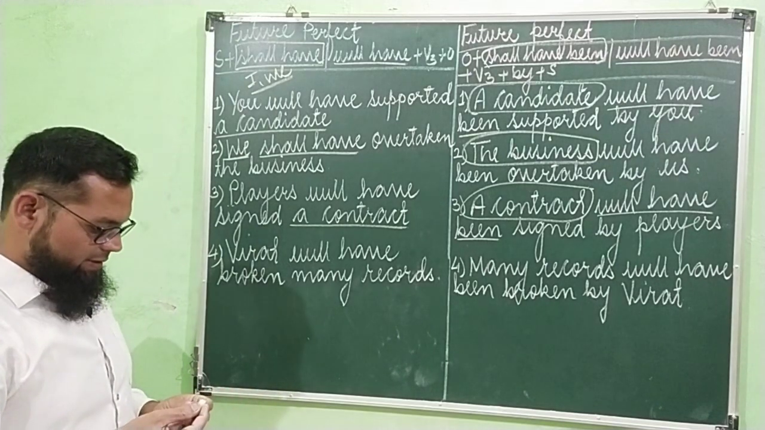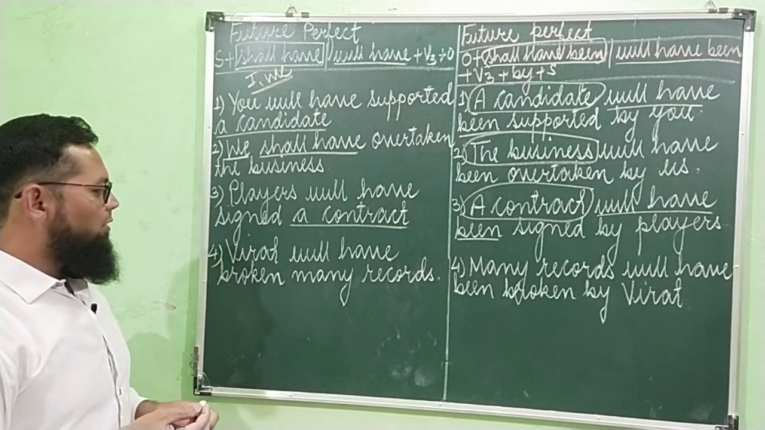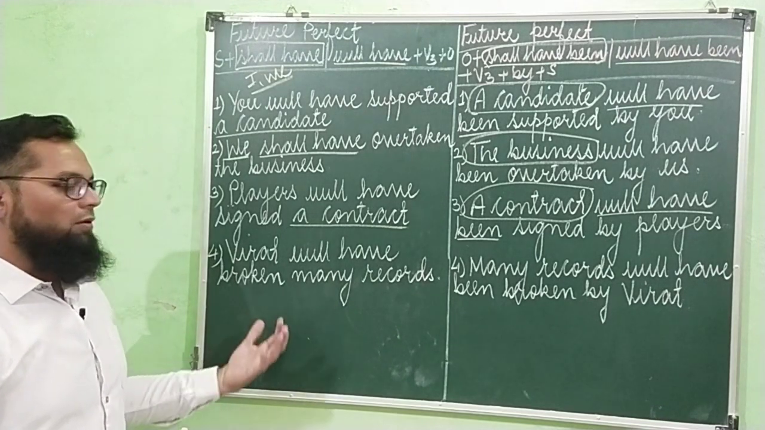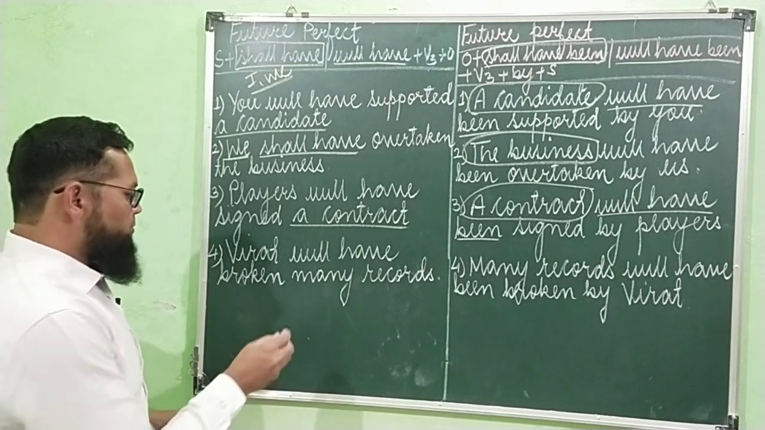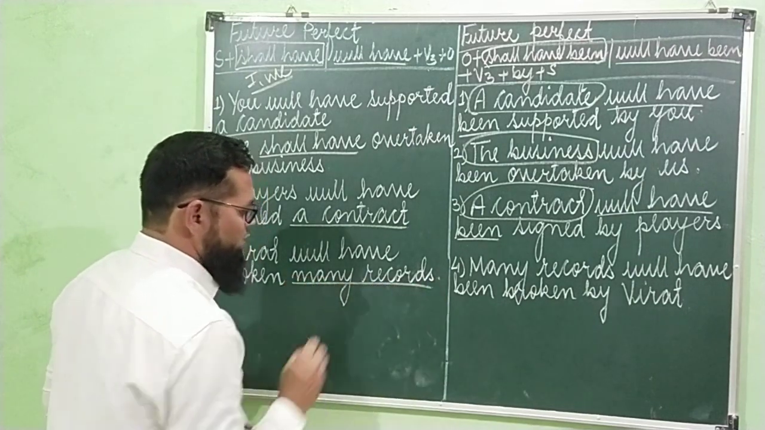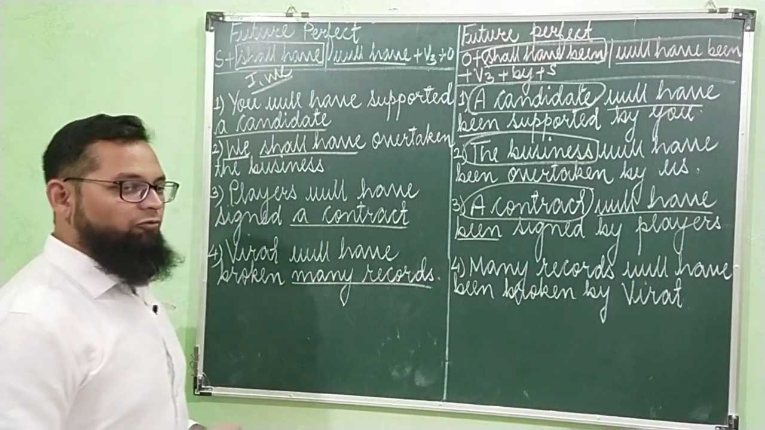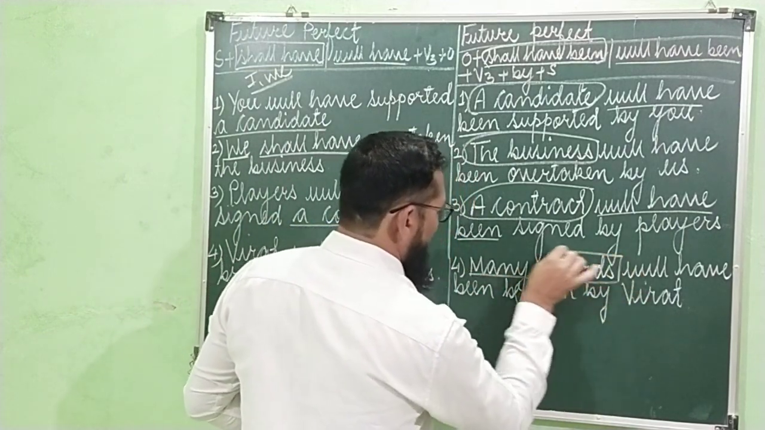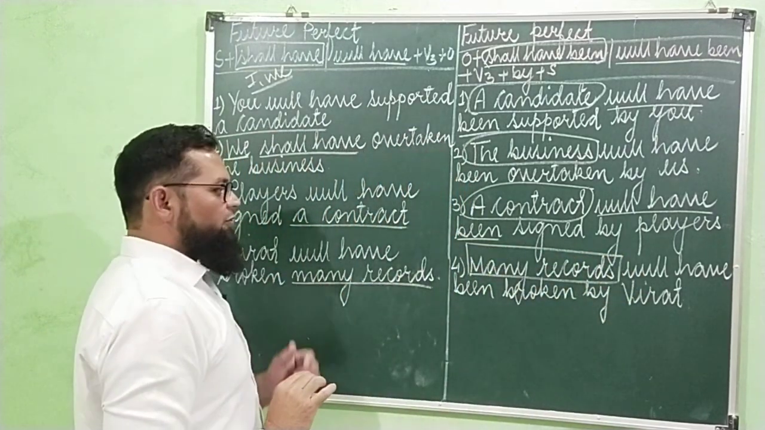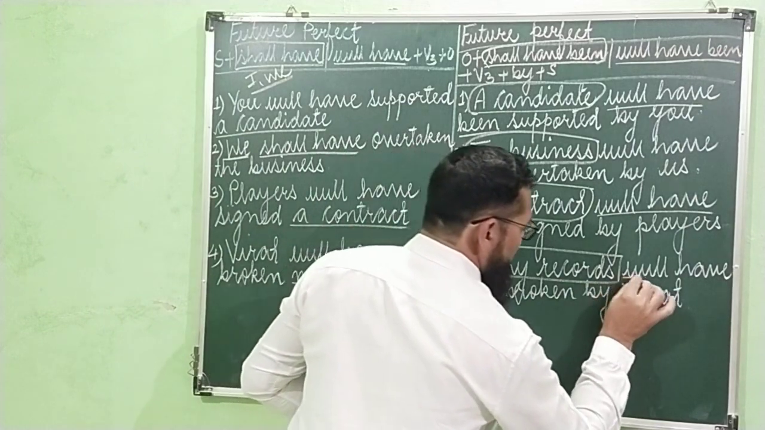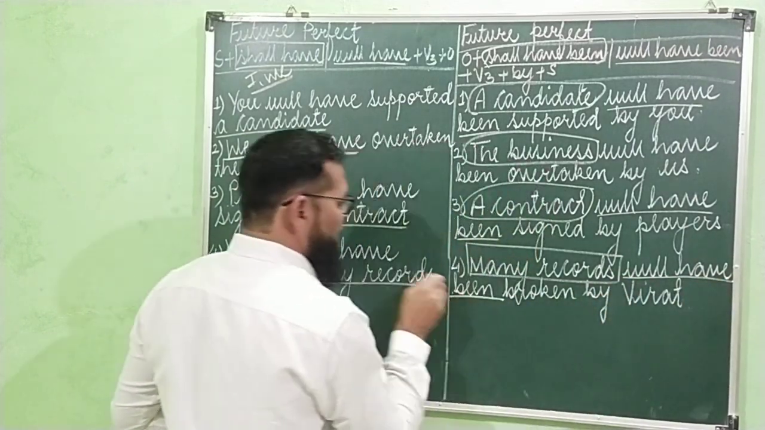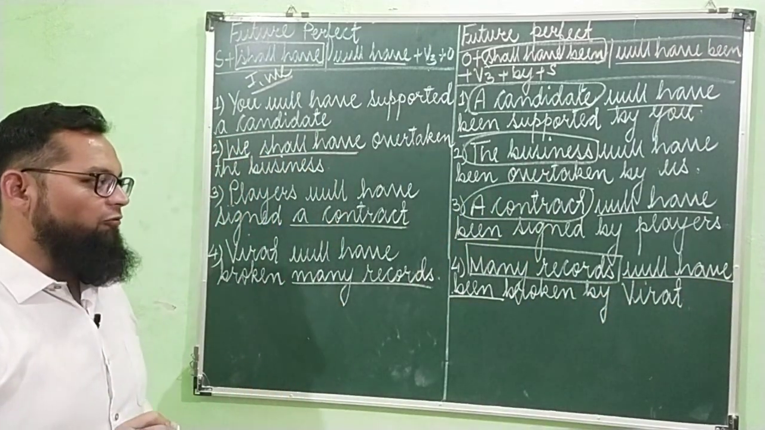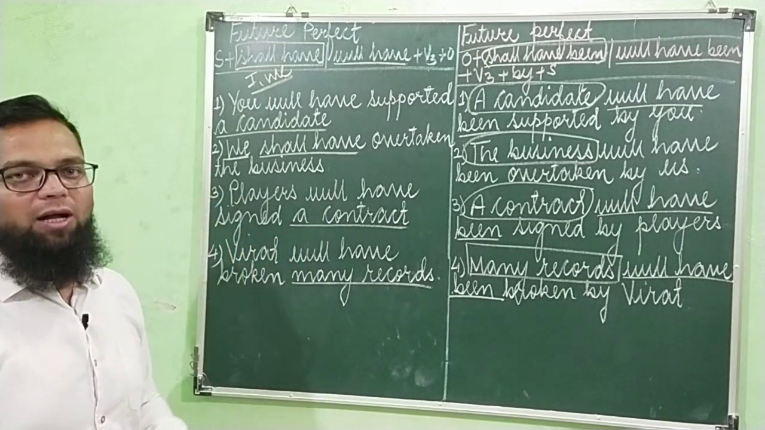And the last sentence is Virat will have broken many records. So what is the object here? Many records. In passive voice, we have to write the object at the beginning. So here I have written many records. Will have is converted to will have been. So this is the helping verb will have been. Many records will have been broken by Virat.